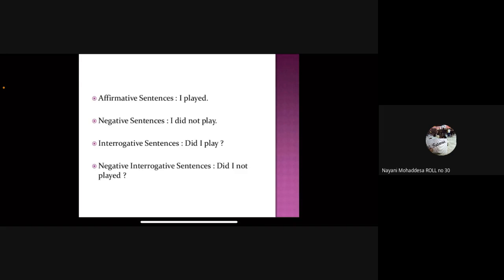No. Did के साथ play नहीं आएगा. Means with did you always have to put the first form of the verb. Always. Interrogative, have I played? Have will come in perfect tenses. This is simple past tense. Past perfect we are not doing yet.